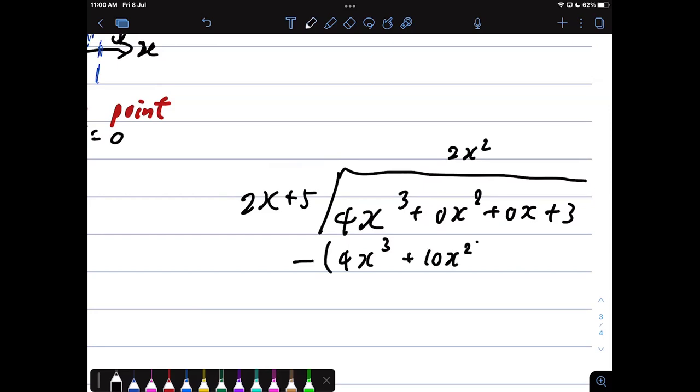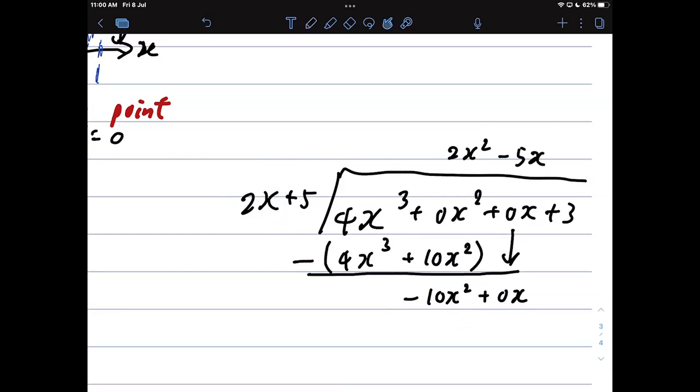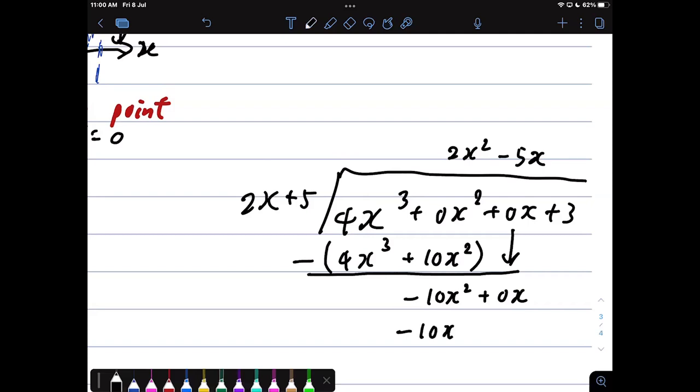Then minus, bracket, subtract away 4x cubed, of course it will go to 0. Don't need to write it down. 0 minus 10, negative 10x squared. Bring down the next term, plus 0x. 10x squared divided by the leading term 2x, what do you get? Negative 10 over 2, negative 5x. Multiply, of course you will get back negative 10x squared. Multiply, you'll get a negative 25x.